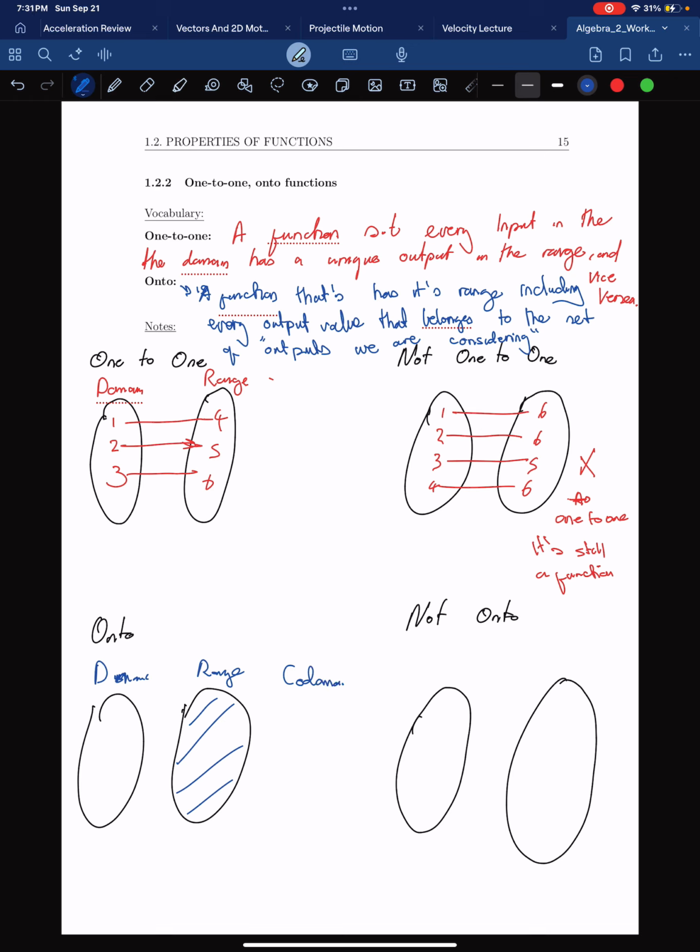I don't want you to get confused, but just try to keep track. What we're calling the range in this mapping notation, just trust me here, is actually the codomain. The codomain equals the range. When the codomain equals the range, we can use them interchangeably.